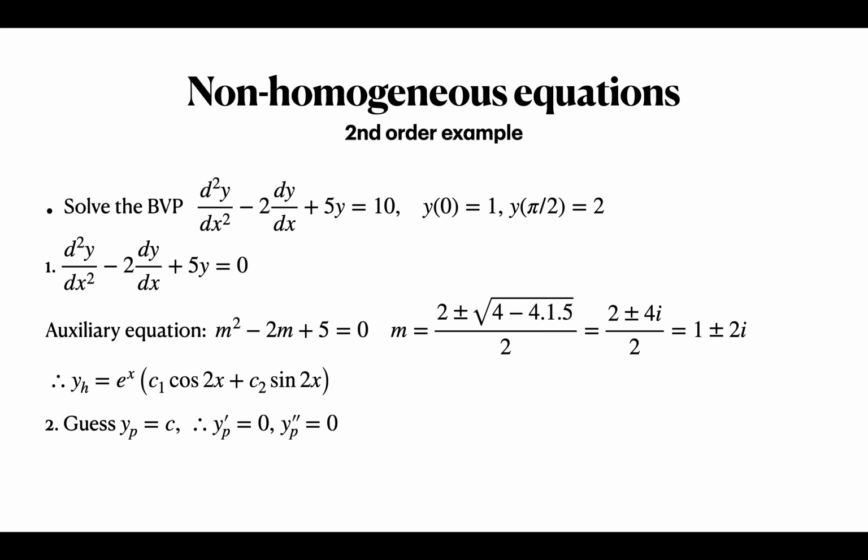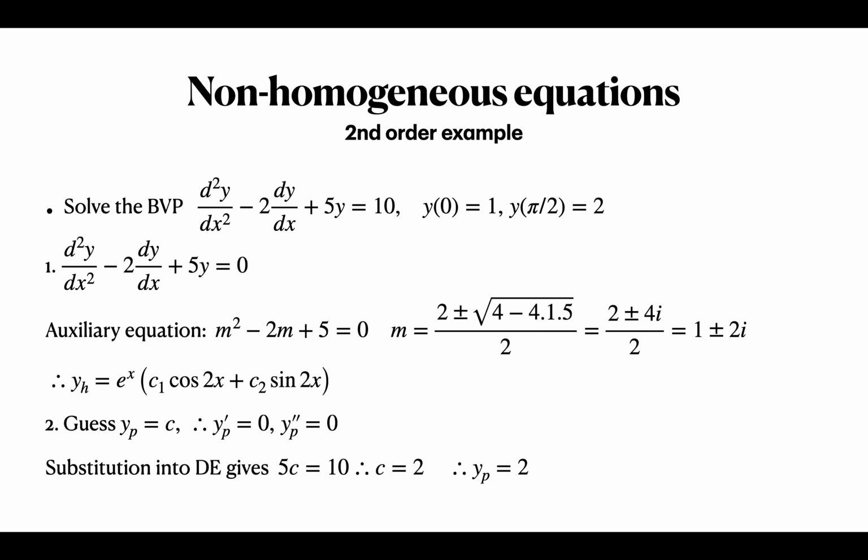So we're going to guess that yp is a constant. Because yp is a constant, when you differentiate, you get 0. And when you differentiate that 0, you get 0 again. Okay? So when you substitute those three things into your original differential equation, you get 5c is equal to 10. So therefore, c is equal to 2. So then you go back to your yp. You know that yp is equal to c. You've now determined that c is equal to 2, so yp is equal to 2.